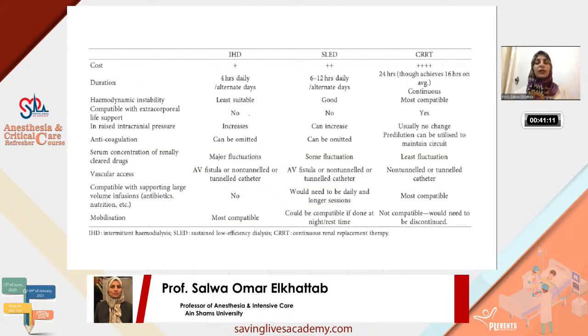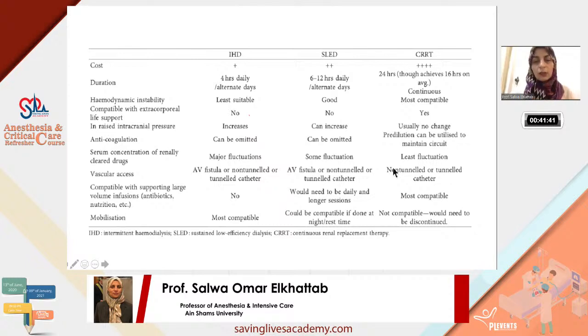This is a very nice table comparing three of them. For intermittent, the cost is the least, while for CRRT, the cost is the highest. The duration of intermittent is usually 3 to 4 hours. It is 24 hours in continuous, while it is up to 12 hours for extended. The hemodynamic instability is the highest in continuous, next is slow extended, and the least is intermittent.